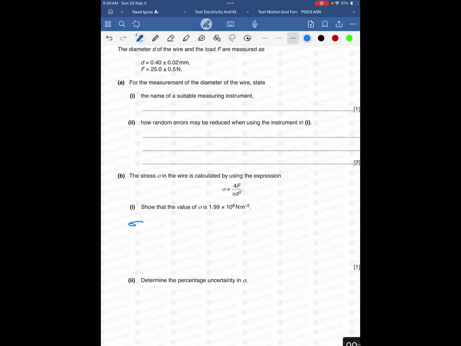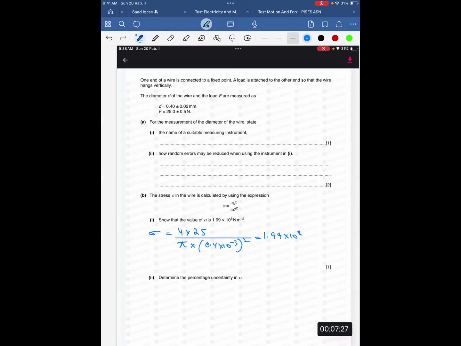Firstly, here we substituted the values, 25, on pi, d squared. D is given in millimeters. And your answer is 1.99 times 10 exponent 8. This is pretty simple.